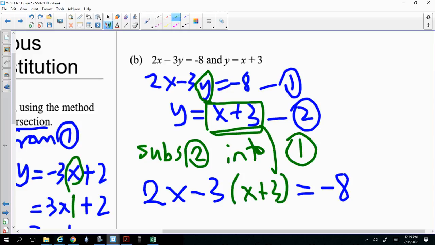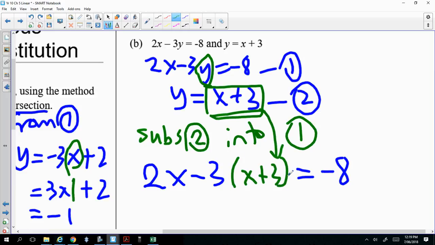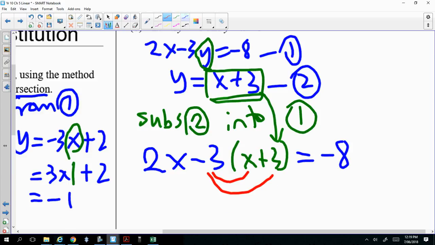Notice that I used a bracket. It's very important you have a bracket because you have to multiply the negative 3 by both terms inside the bracket. So you're going to do this by expanding, and you collect like terms. So you get 2x minus 3x minus 9 equal to negative 8.